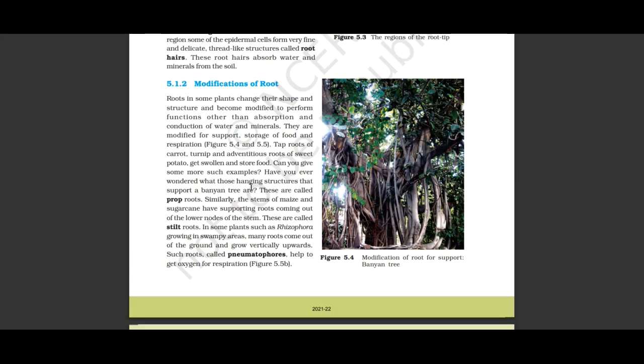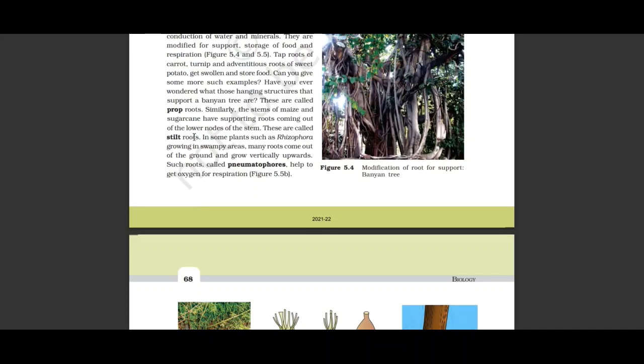Have you ever wondered what those hanging structures that support a banyan tree are? These are called prop roots. Similarly, the stems of maize and sugarcane have supporting roots coming out of the lower nodes of the stem. These are called stilt roots. You have to remember that the stems of maize and sugarcane have stilt root system, while in the banyan tree the roots are called prop roots.